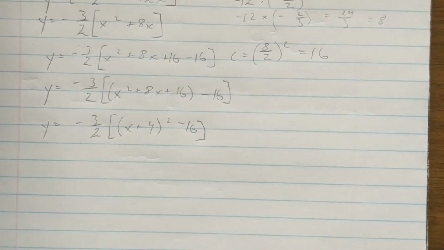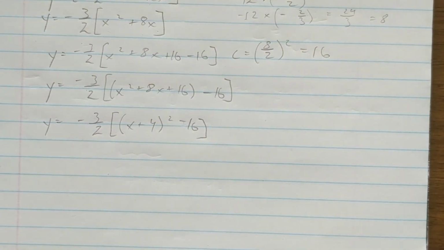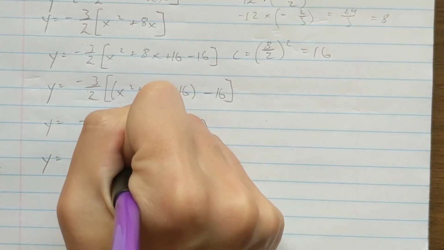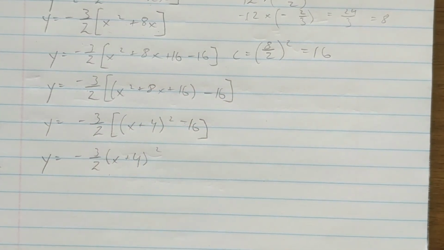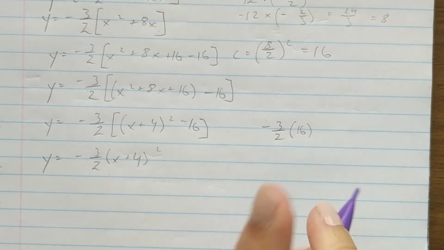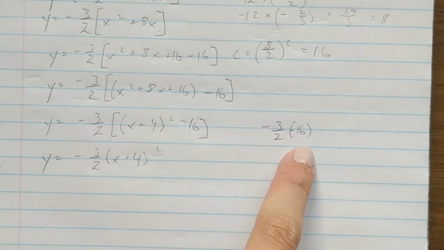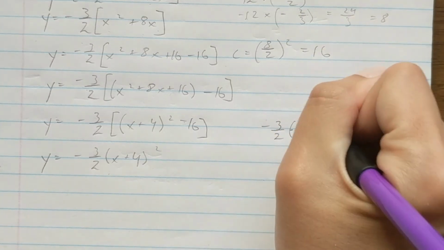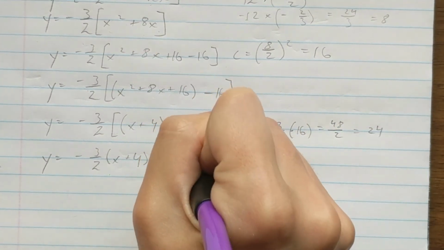Okay. Next, I need to now remove the brackets by distributing that negative 3 over 2 in. So I'll have negative 3 over 2 x plus 4 squared, and then I need to multiply negative 3 over 2 times negative 16. So I'll just do that over here, negative 3 over 2 times negative 16. We have to do that negative 3 times negative 16, which gives you 48 over 2, which is just 24. So I'm going to have a positive 24 here.